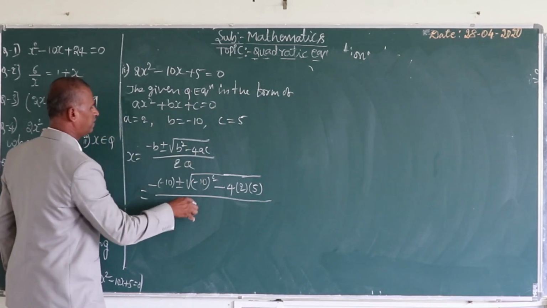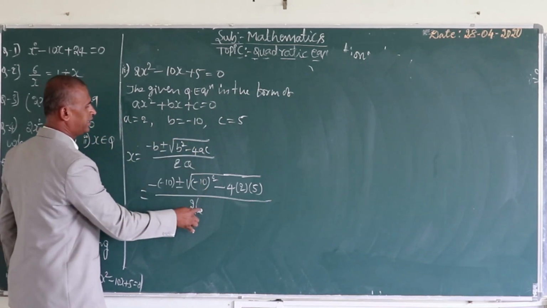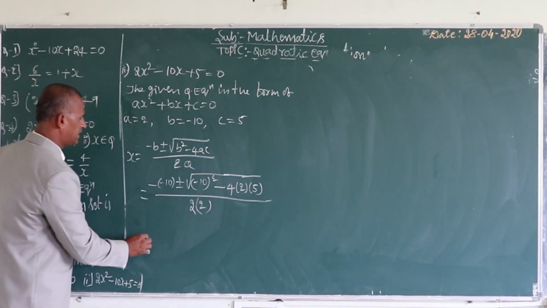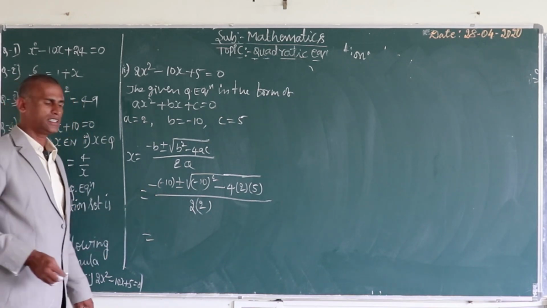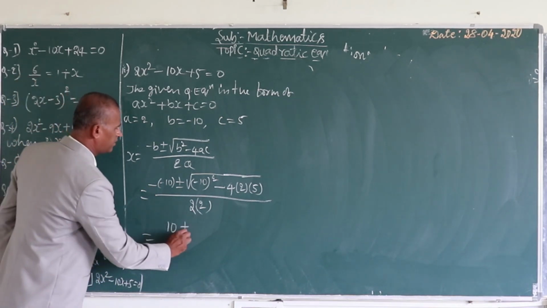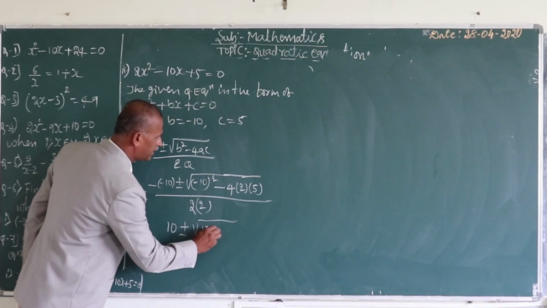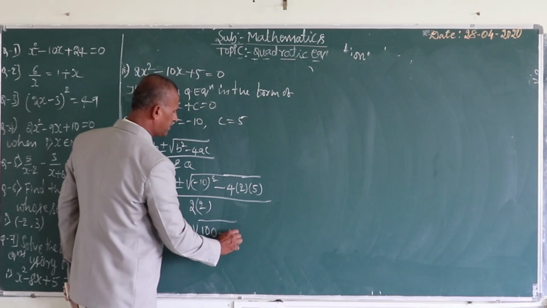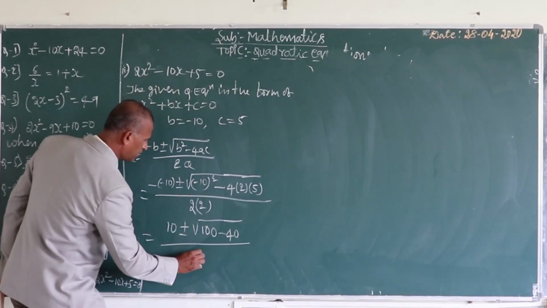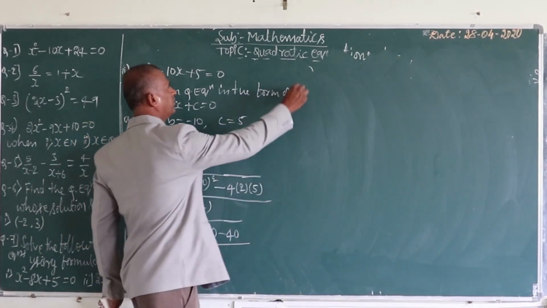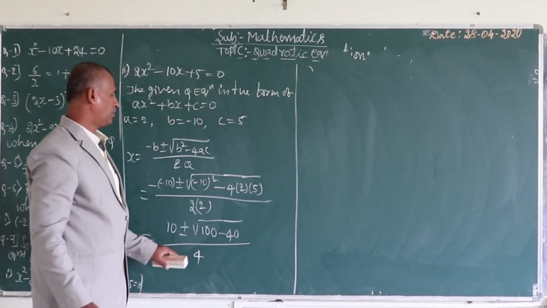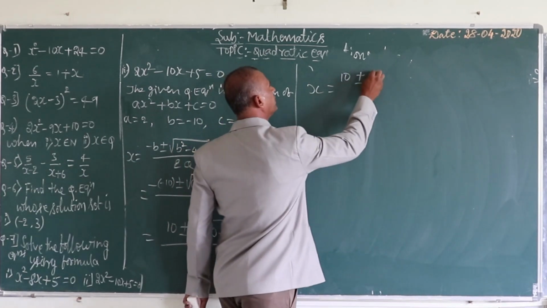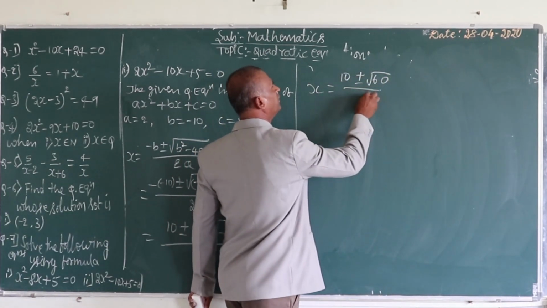We have to write the a value as it is, 2. Minus into minus is plus, so 10 plus or minus root 100. 10 square is 100. 5 2s are 10, 10 4s are 40. In the denominator, 2 2s are 4. Now x equals 10 plus or minus root 60 by 4.